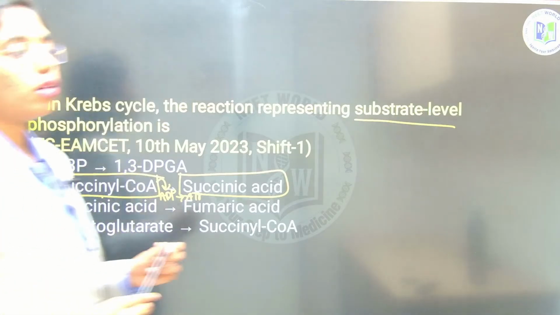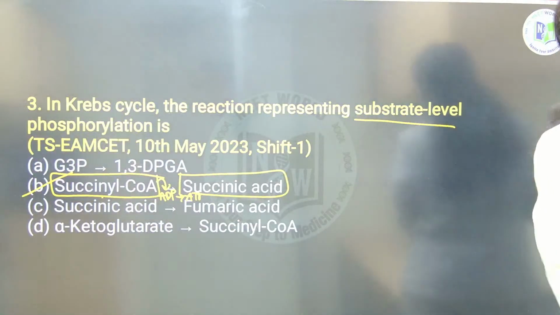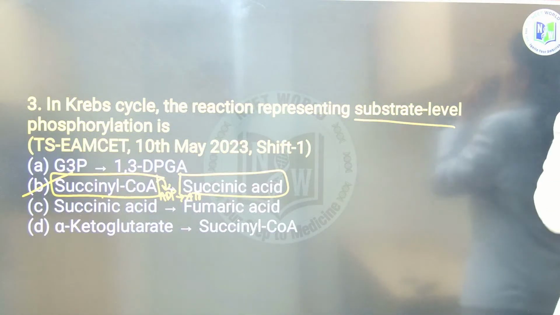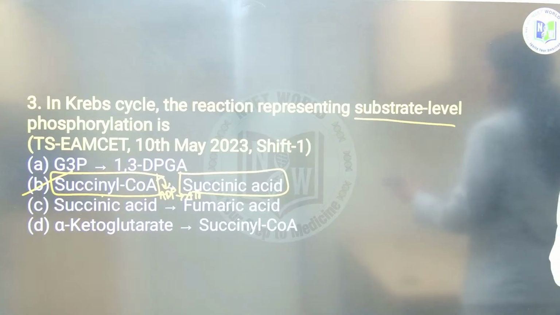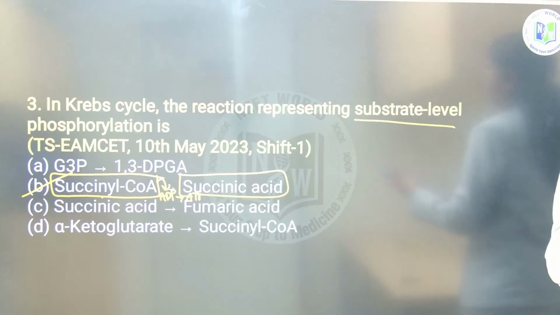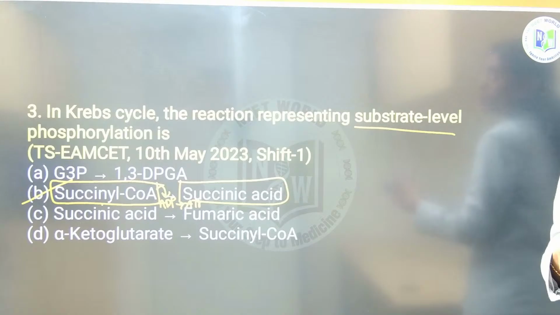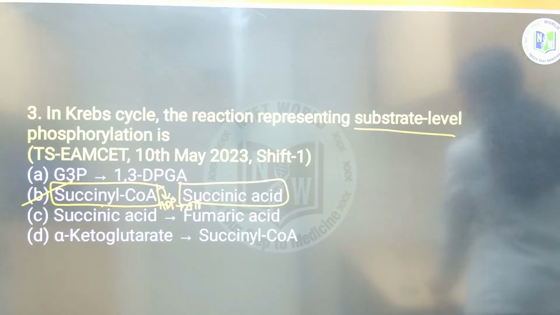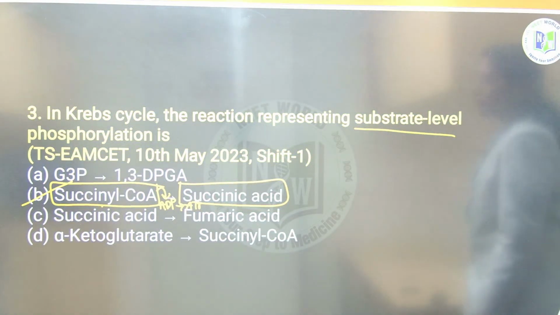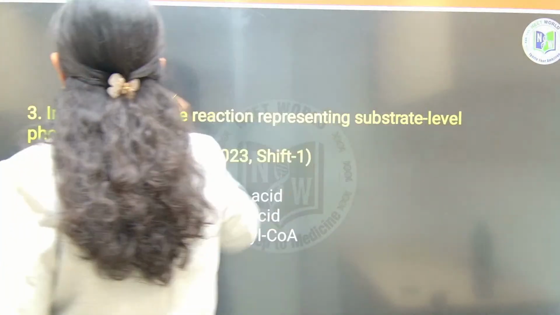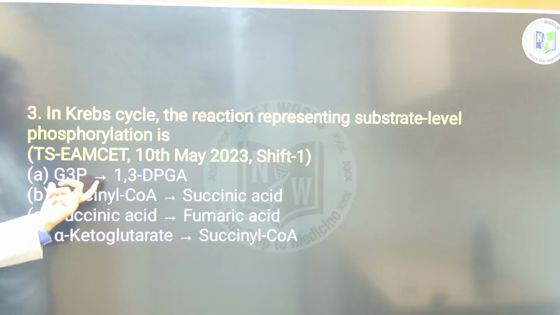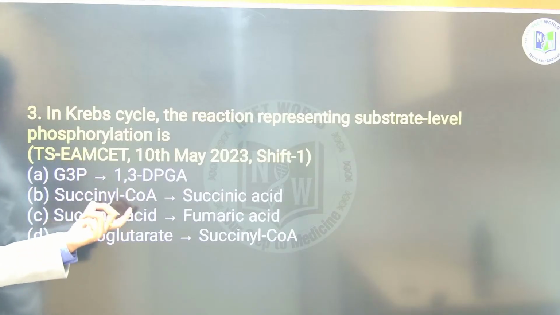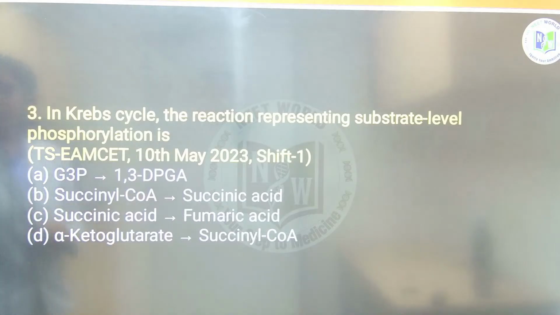Any doubts anywhere? Clear till here? Substrate level phosphorylation occurs in this step where succinyl CoA phosphorylates ADP or GDP and this forms succinic acid.